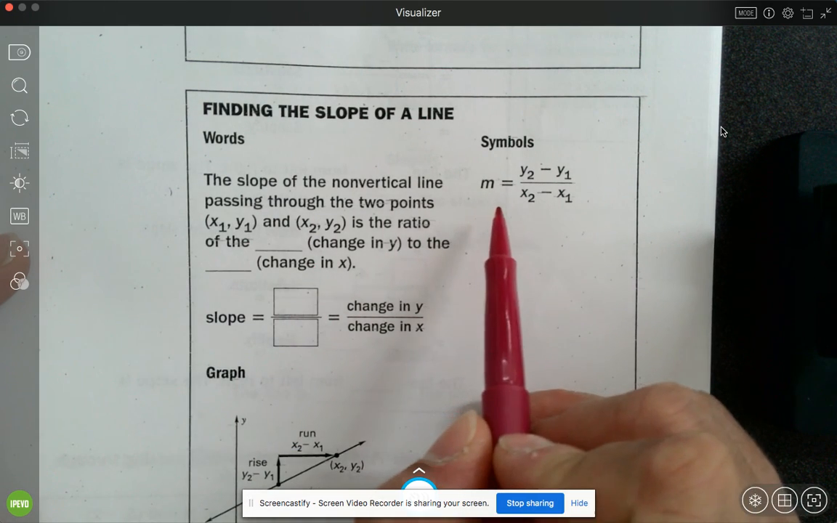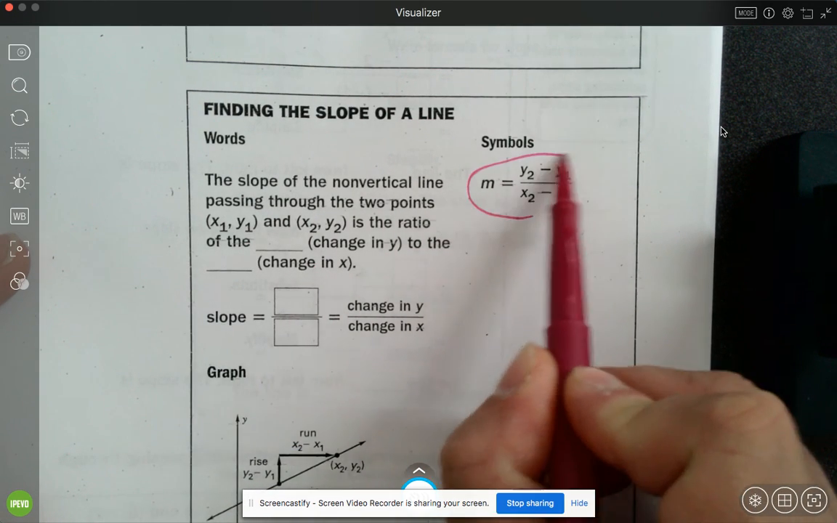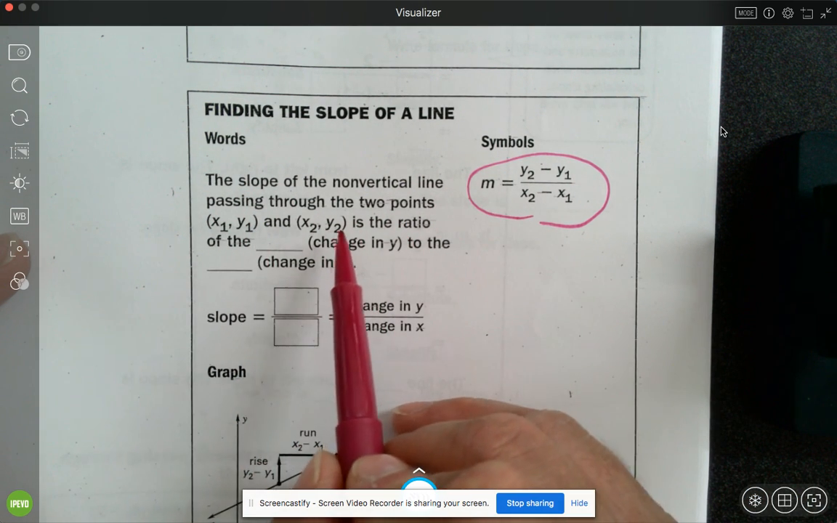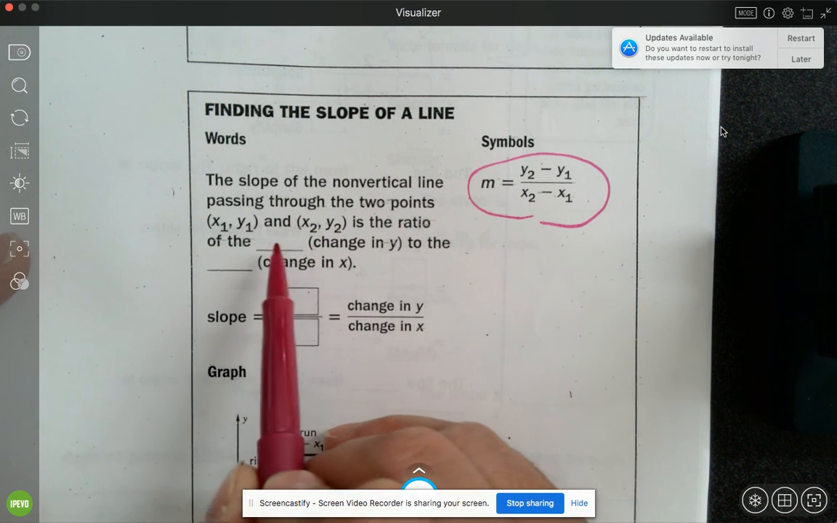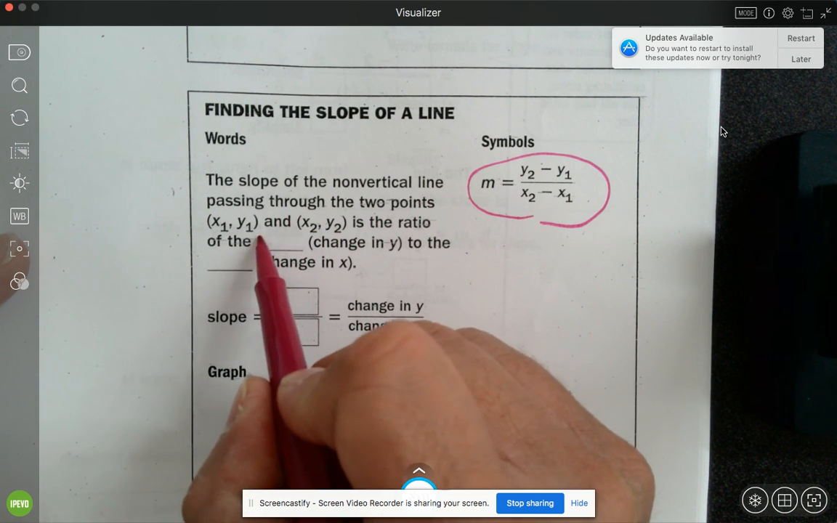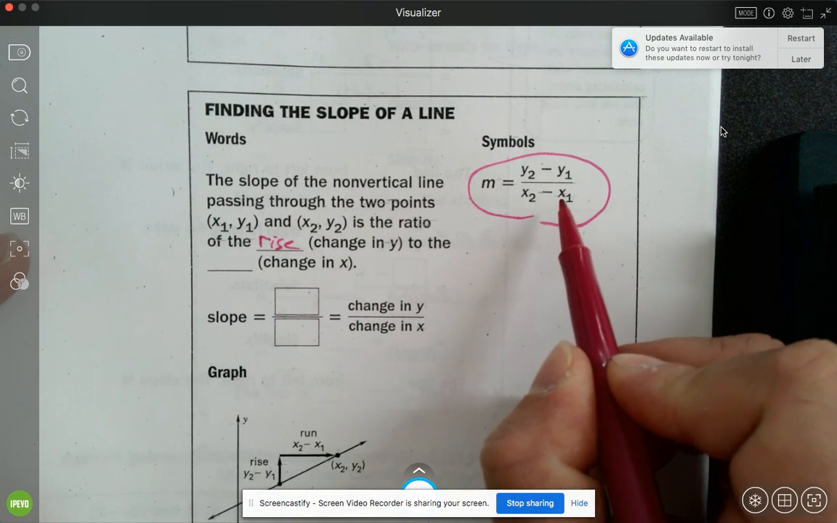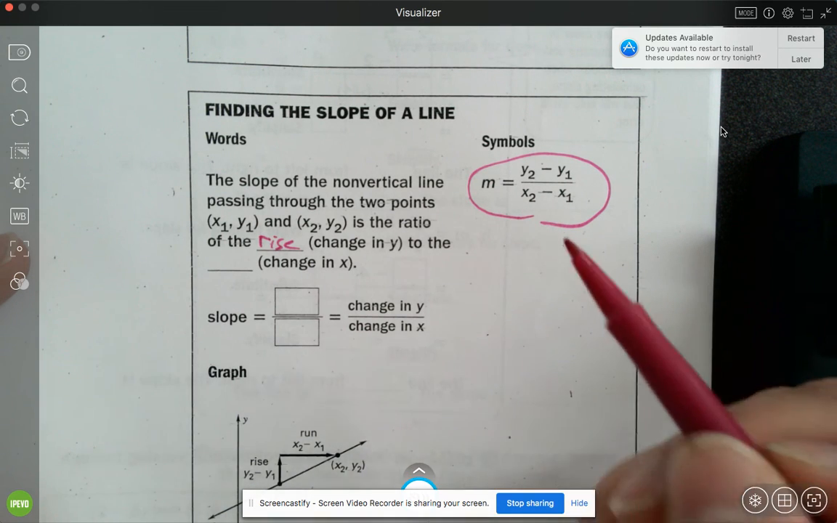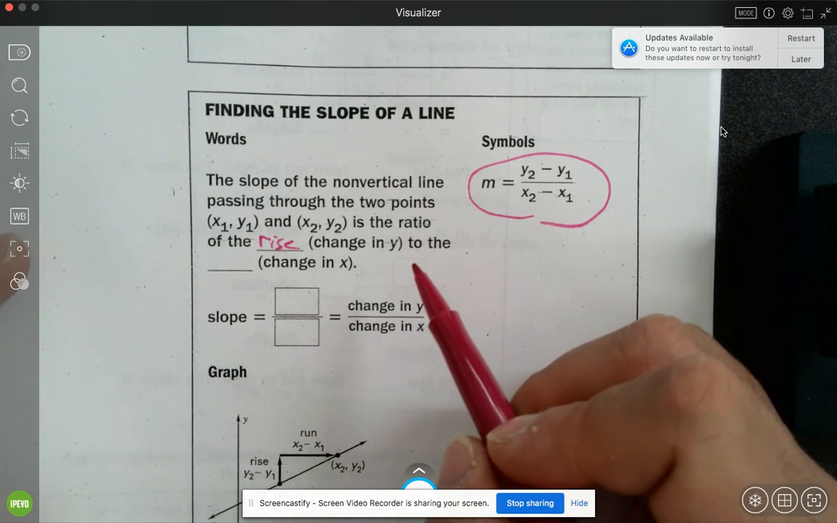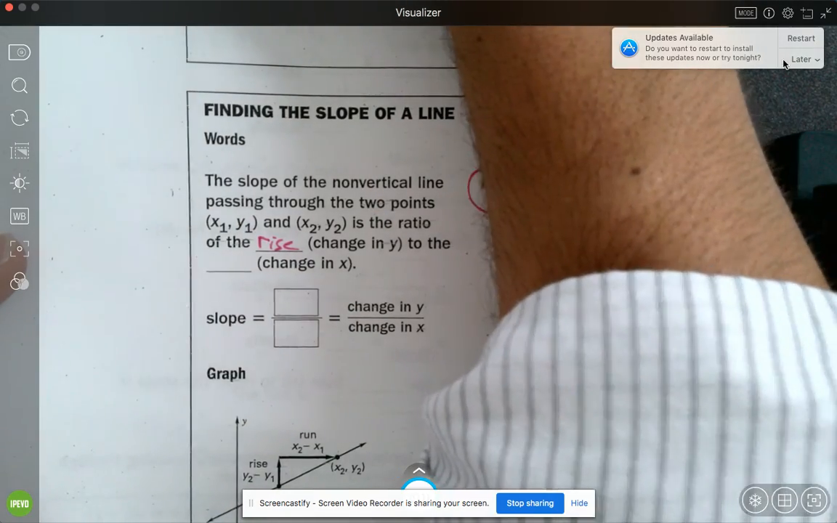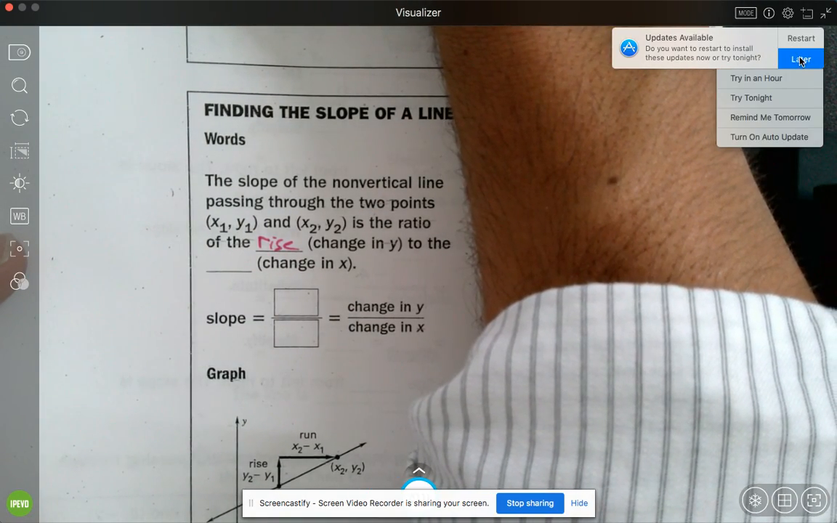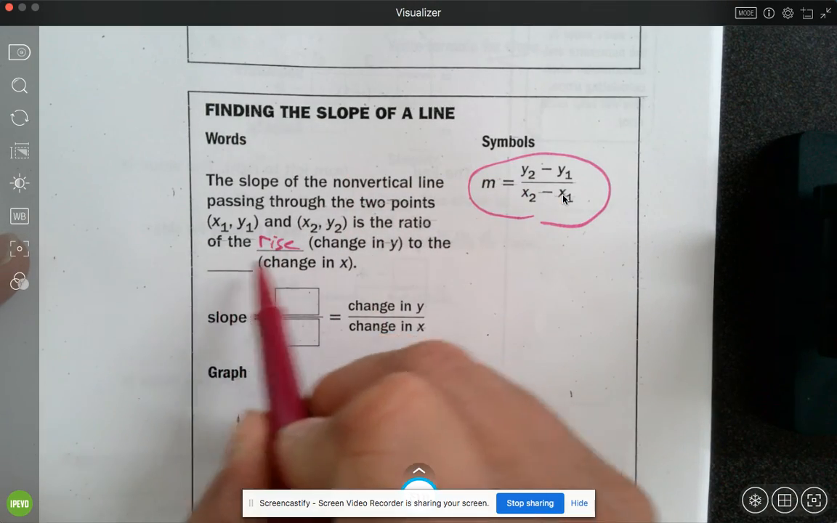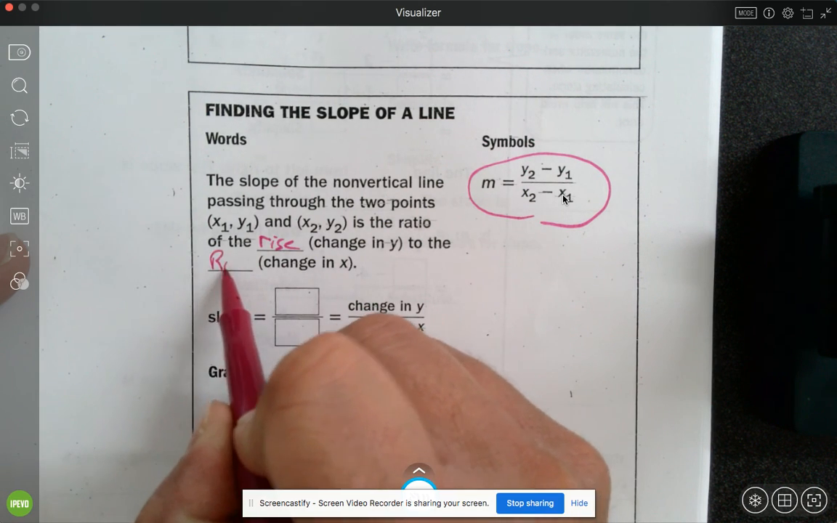So like I was saying in the other video, this is the formula we use, right? So basically when you label them like this, the ratio of the rise is your change in y, so that's your y2 minus y1. And think about it, whenever you want to find the change in something or the difference in something, you subtract. If you want to figure out your change in your height from 1 year to another, you would subtract, okay? And then this would be your run, which is your change in x.